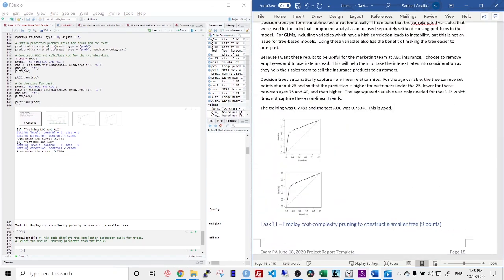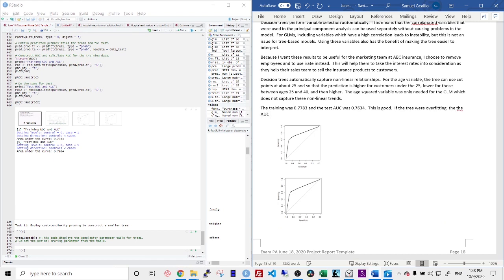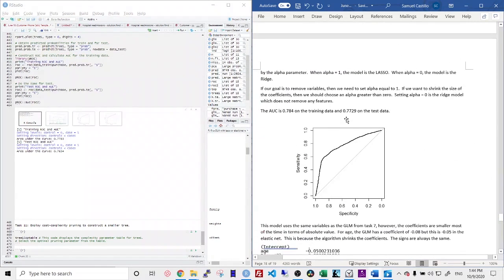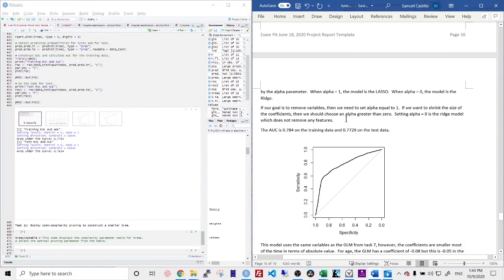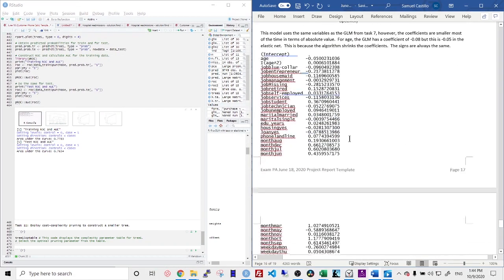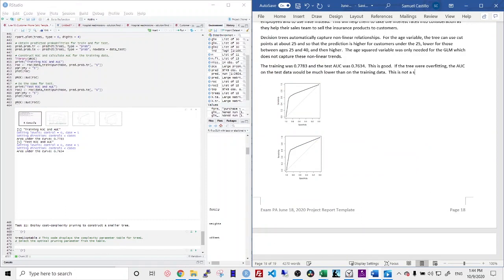So this is good. If the tree were overfitting, then the AUC on the test data would be much lower than on the training data. These still are not as good, though, as the elastic net, which had a test AUC of 0.77.